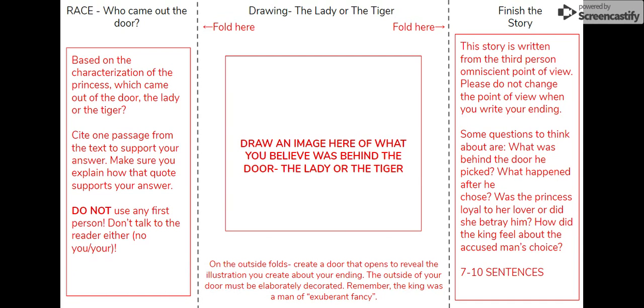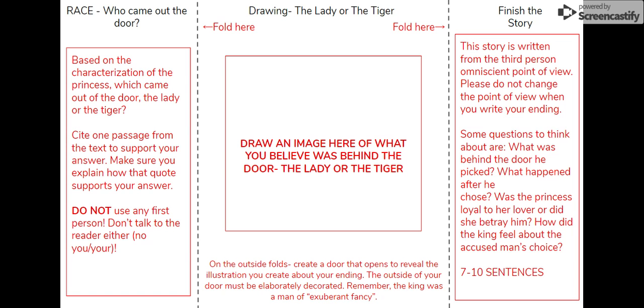On the outside folds, you're going to draw a door and make sure that it's elaborately decorated, make sure it's fancy, because in the story it talks about the king was a man of exuberant fancy. So what do you imagine these doors would look like that would open up to show the lady or the tiger?